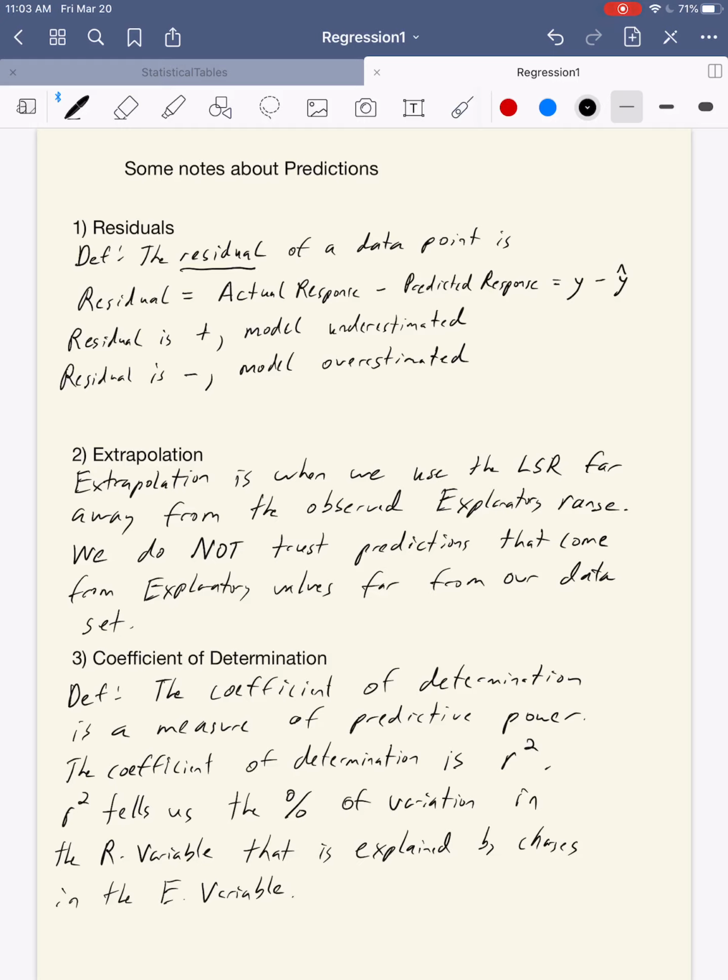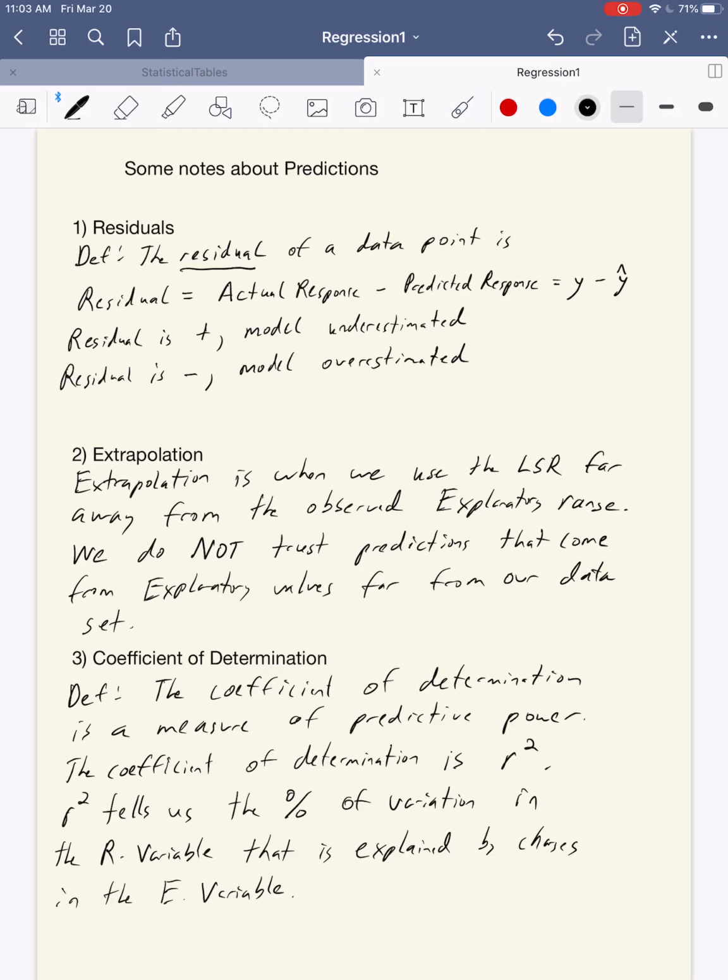So what we're saying there is that the higher the R squared value is, the more of the variation, the more of the spread that we're seeing in our data is actually explained by our explanatory variable. So in other words, the better the explanatory variable is at explaining what's going on.